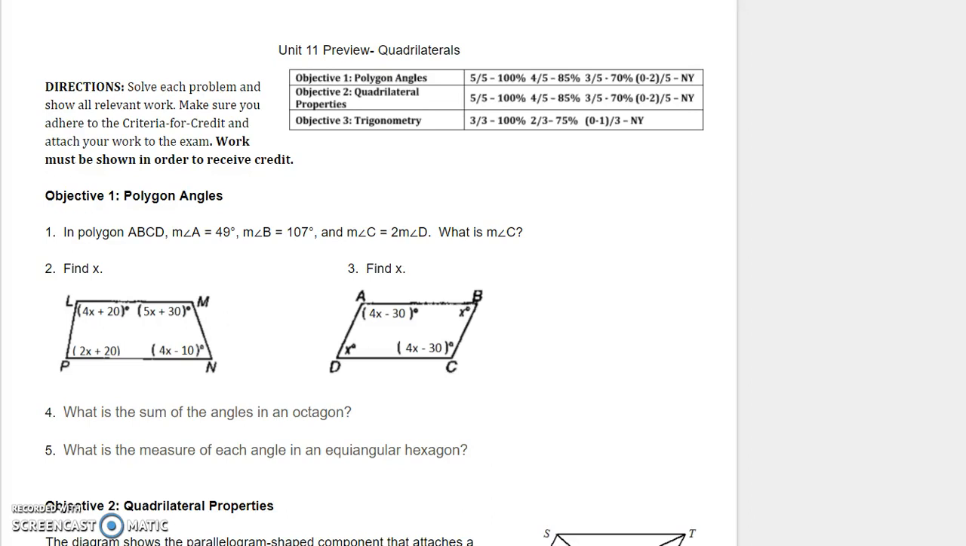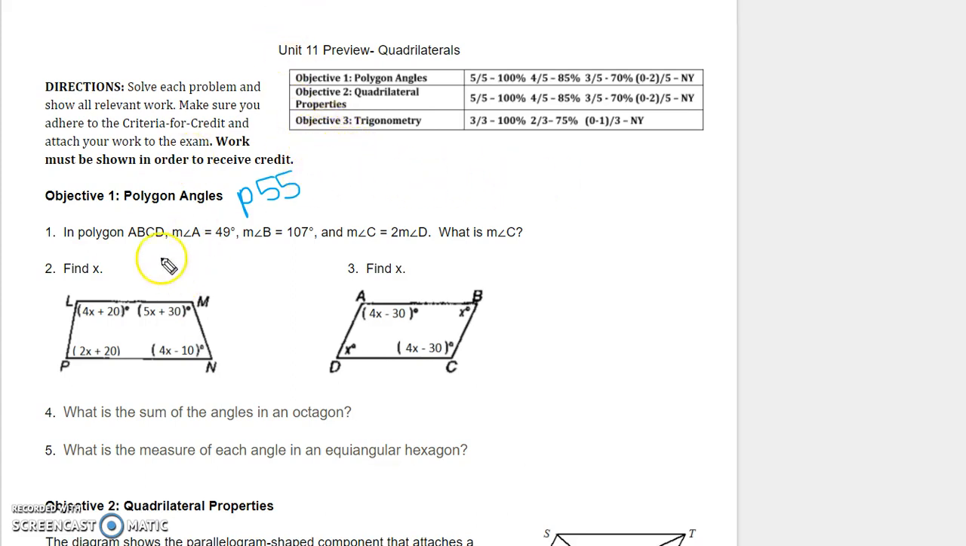Okay, so students, you have requested that I make a video on the preview, so here it is. All right, so we have Polygon Angles. This is going to be on page 55 of your interactive notebook. You will not be able to use the charts. I might put the formulas on the board tomorrow.